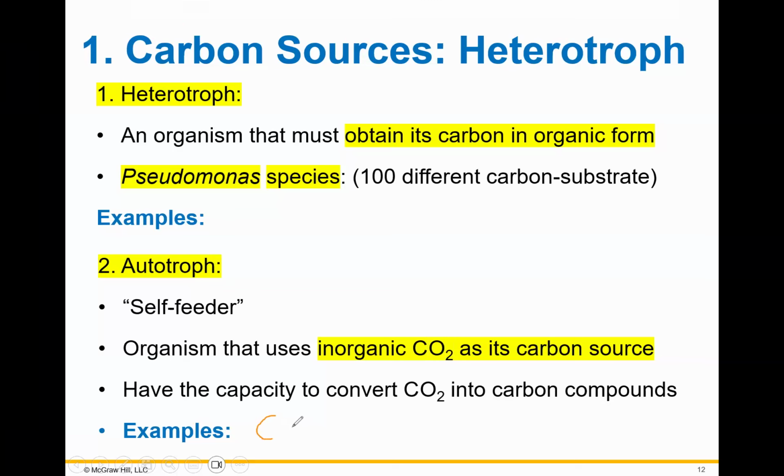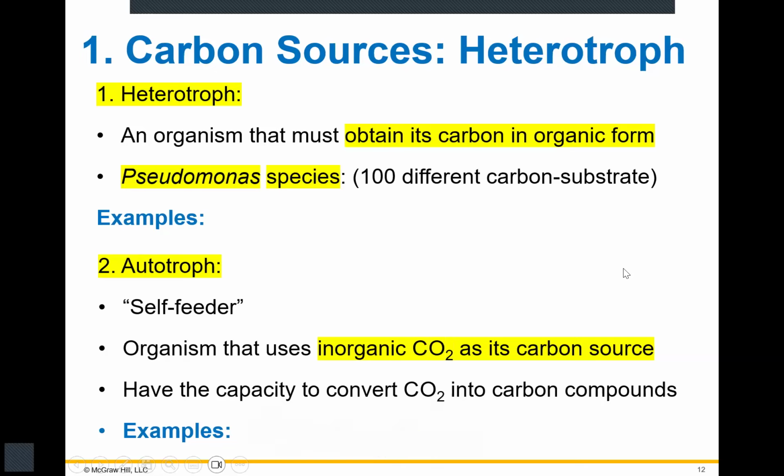A typical example of an autotroph is cyanobacteria. Cyanobacteria is a photosynthetic bacteria. It obtains its carbon from carbon dioxide, and it can make its own food through the process of photosynthesis. So Pseudomonas aeruginosa is an example of a heterotroph, and an example of an autotroph would be cyanobacteria.